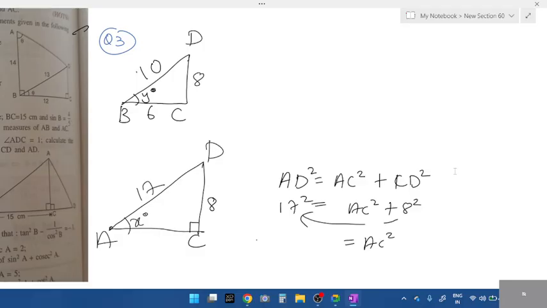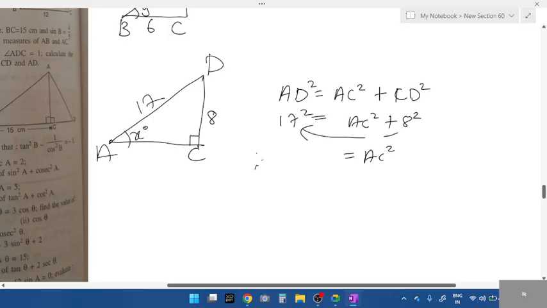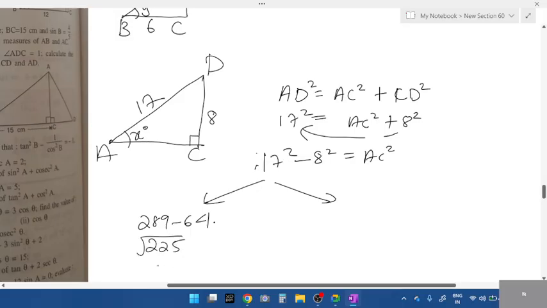Yes. The answer is 15, right? 289 minus 64. There are two ways to do this, Shasha. One, how did you do? 17 square minus 8 square. There are two ways to do this. Look here, I'll teach you. What is 17 square? 289 minus 64. That is 225. What is square root of 225?